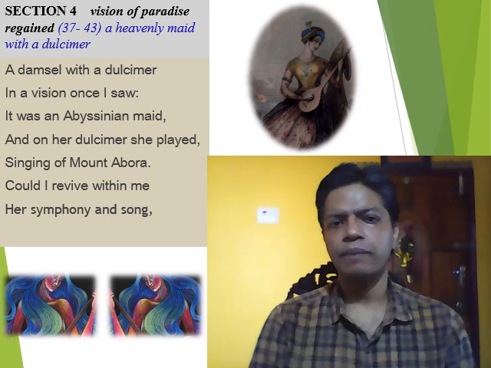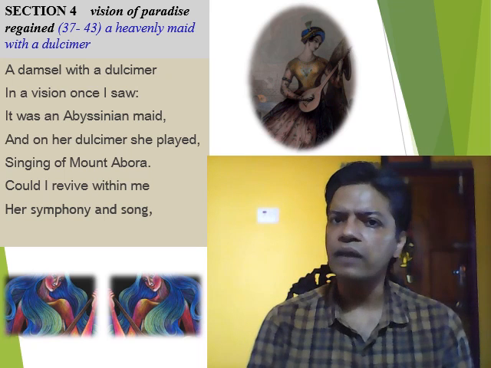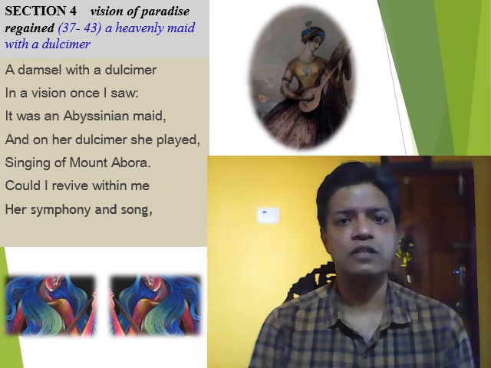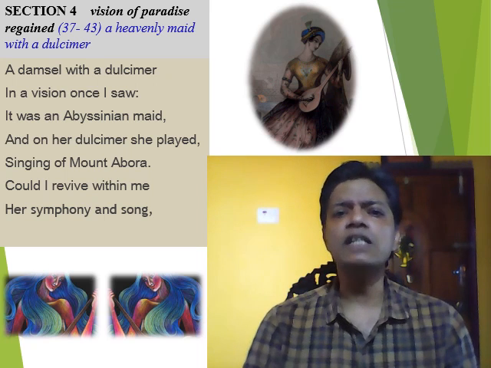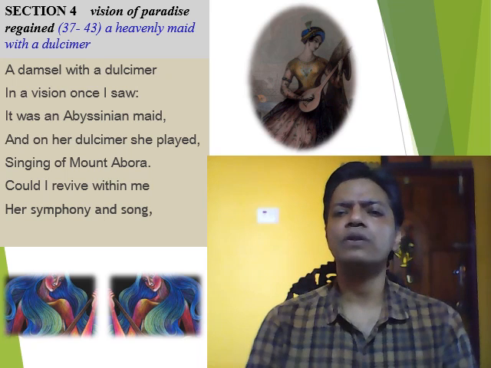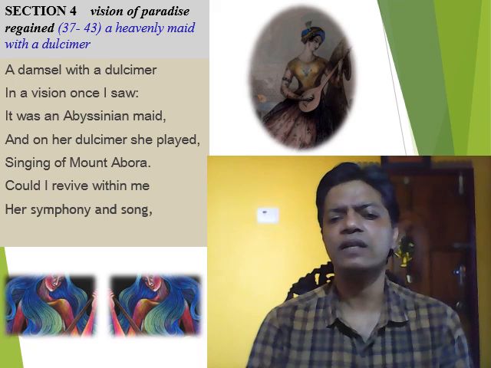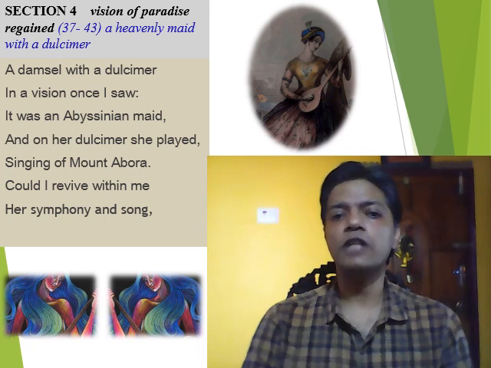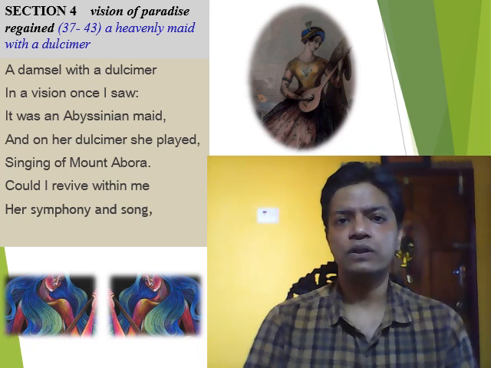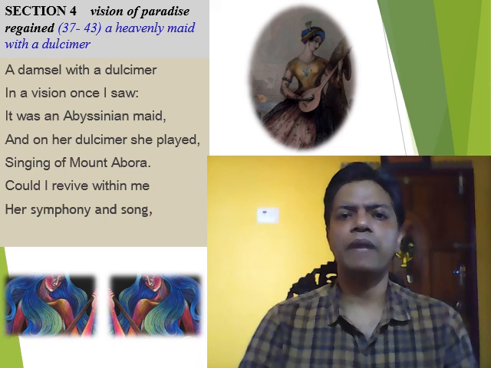So Coleridge suddenly breaks the narrative, and there is a spontaneous lyricism in these lines. A damsel with a dulcimer in a vision once I saw. It was an Abyssinian maid, and on her dulcimer she played, singing of Mount Abora. Could I revive within me her symphony and her song? So the poet is transported into the realm of the supernatural and is talking about the vision of this damsel playing on her dulcimer.